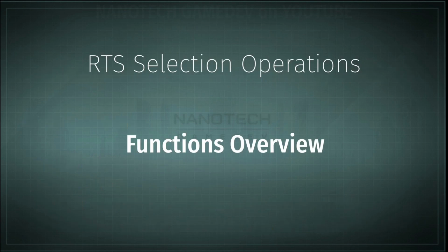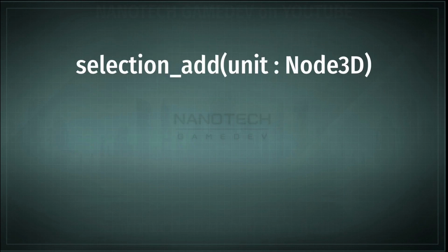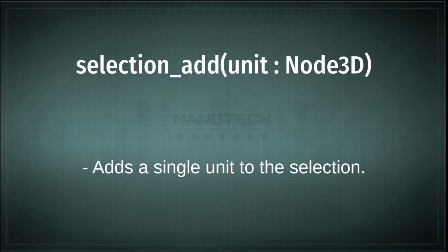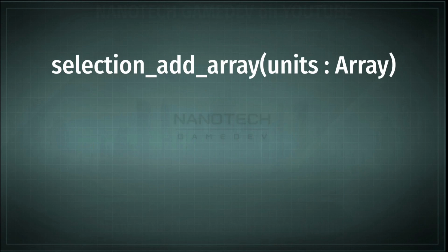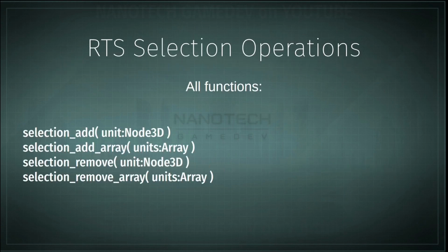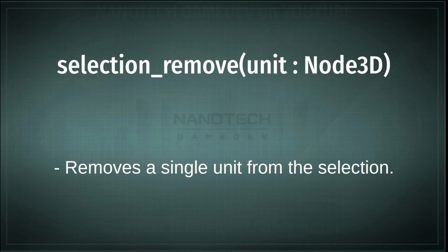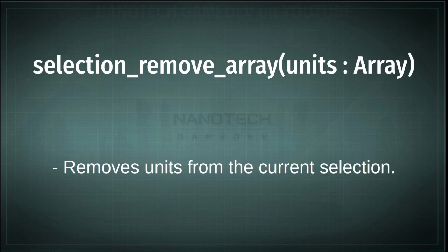So let's see some functions we are going to be using in order to make everything that we talked about happen. We are going to need some selection add functions to add a single unit and an array of units. The first one is to add a single unit to the current selection. The second one is to add a group of units to the current selection, and we're going to append the units from that array we give as our argument to the function. Now we need some remove functions for our selection. We're going to use a single one, to remove a single unit, and we are also going to use an array version, to remove multiple units from the current selection.